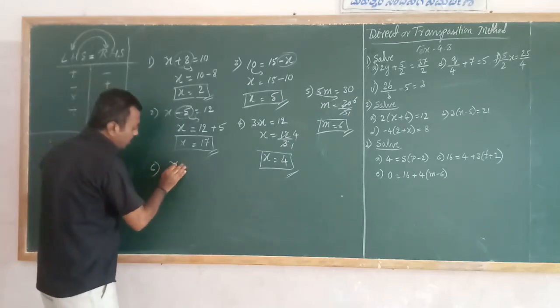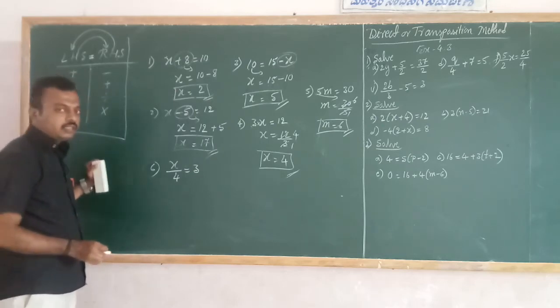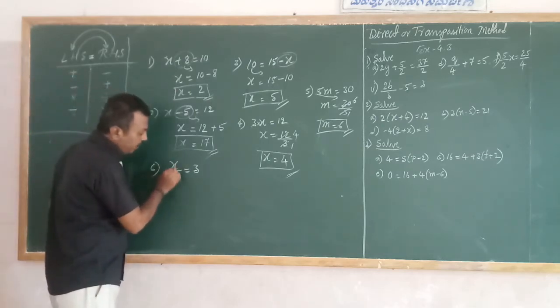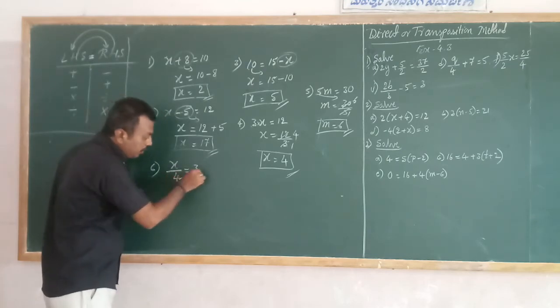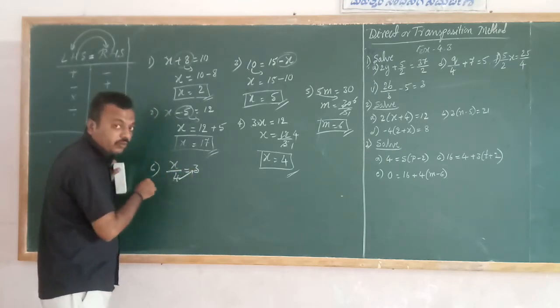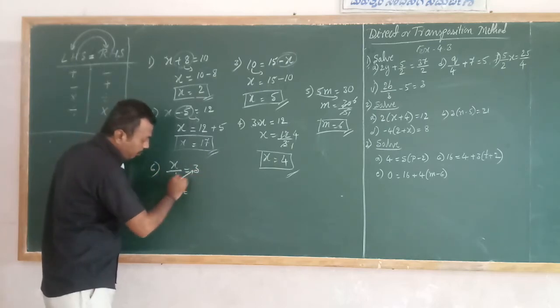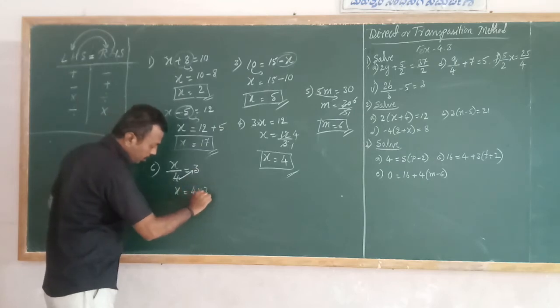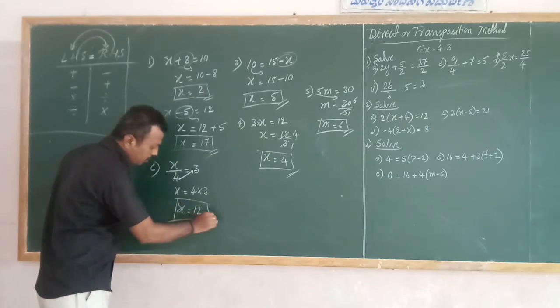See, x by 4 is equal to 3. See, in x by 4, between x and 4 which sign is there? The division sign is there. So we have to send 4 to the RHS. It means cross multiplication. That is what we call cross multiplication. x you have to keep on the LHS side. 4 you should multiply by 3. 4 into 3, how much does it become? x is equal to 4 threes, how much? 12. Therefore the x value is 12.